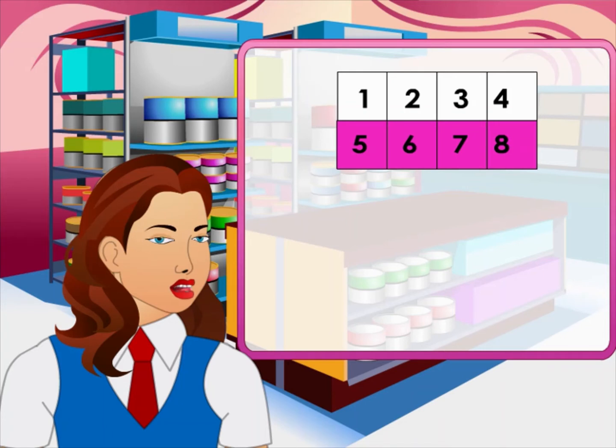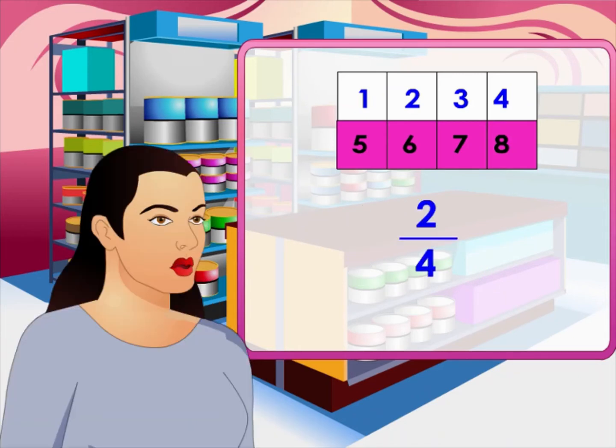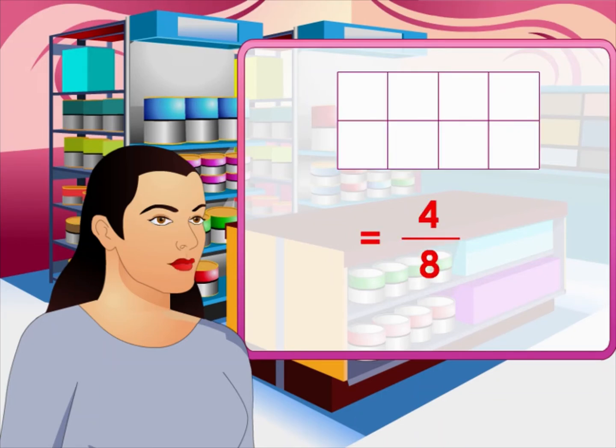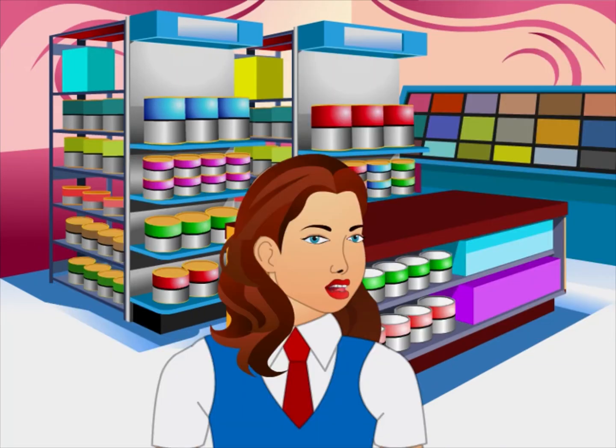The upper parts will be white, that will be 4 over 8. It also means 1 over 2. Can you see that it is 2 over 4 too? So we know that 1 over 2 is the same as 2 over 4 and also the same as 4 over 8. They are equivalent fractions. They are different fractions that represent the same amount. Thank you, Mom. Now I know about equivalent fractions.